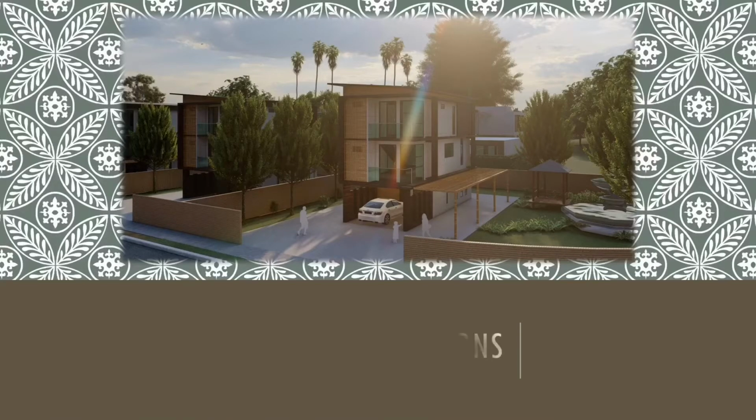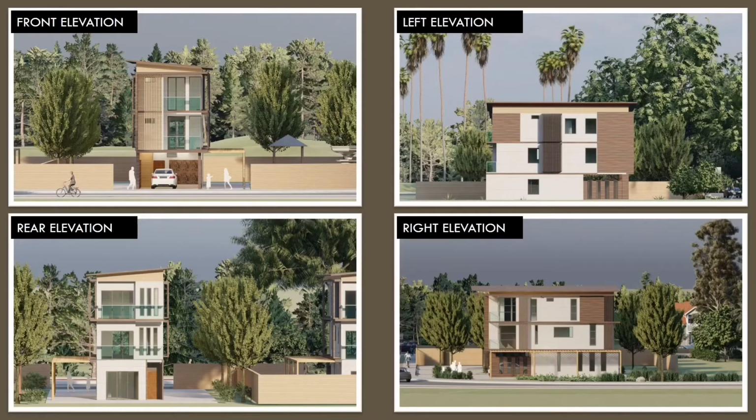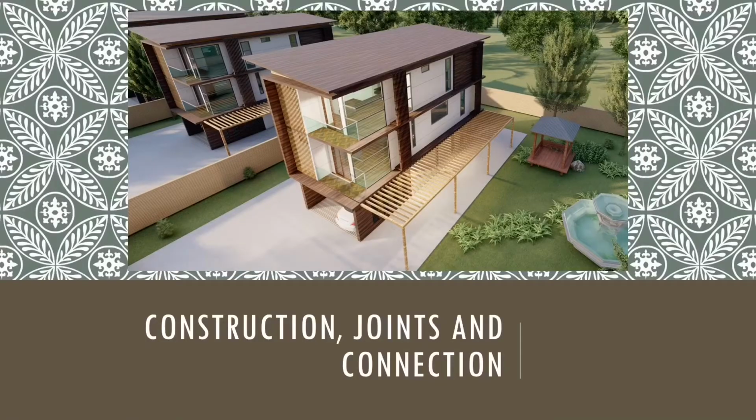This slide shows the elevation. At the top left is the front elevation, while below it is the rear elevation. From top right is the left elevation and bottom right is the right elevation. The construction, joints and connections are shown in the next slide.